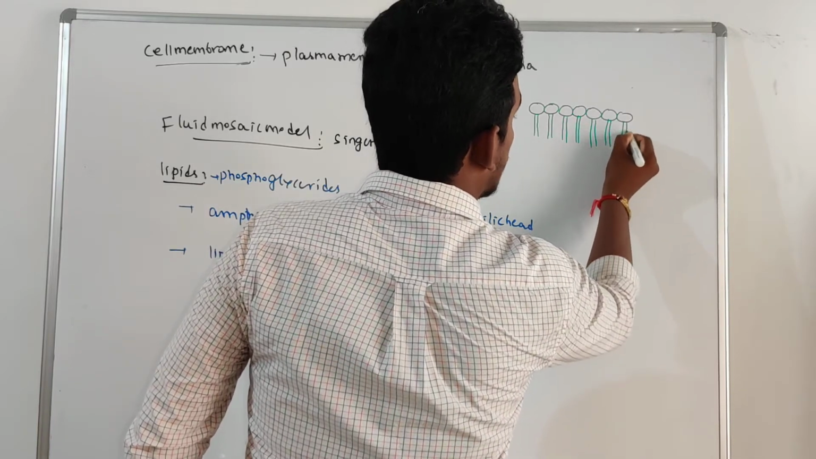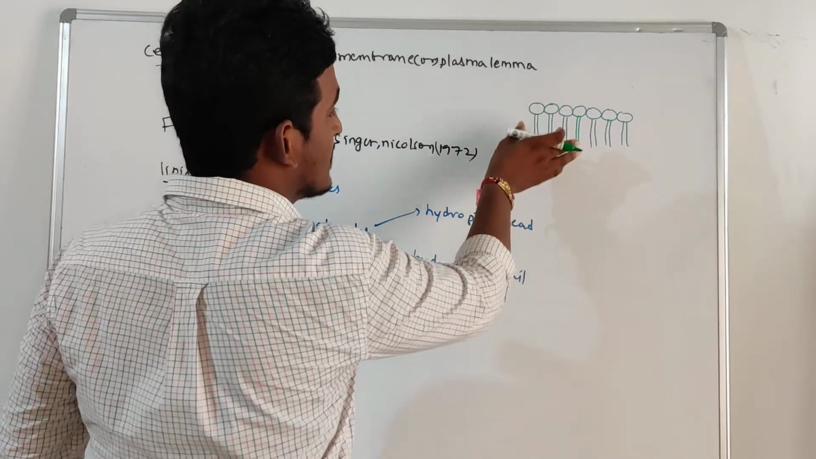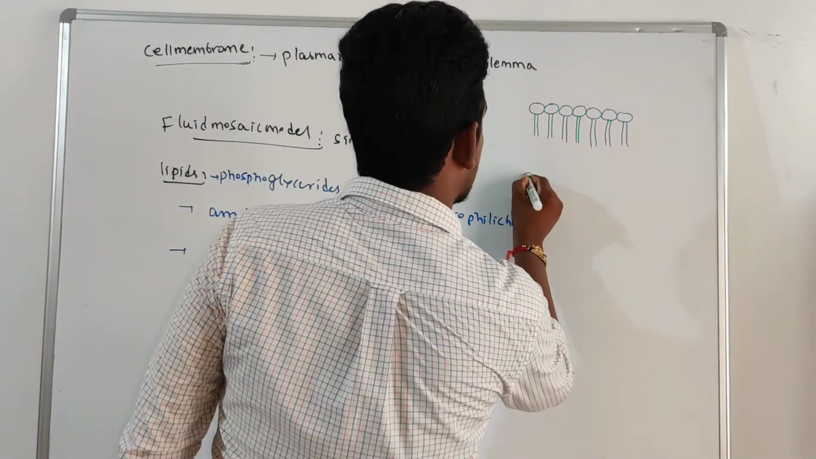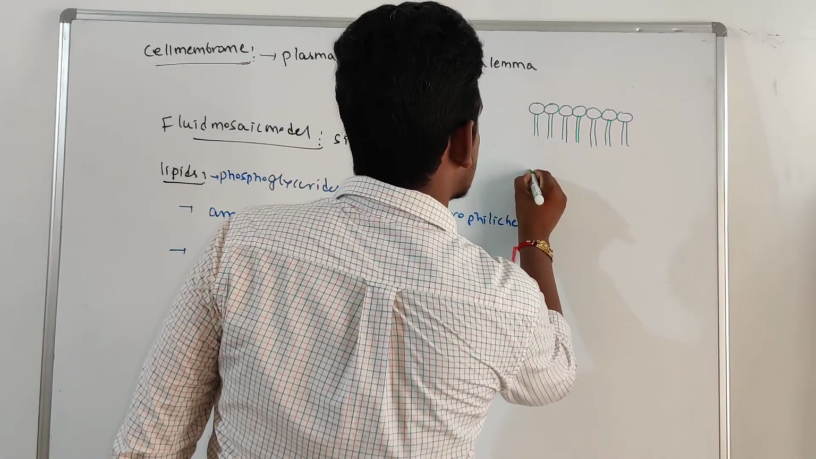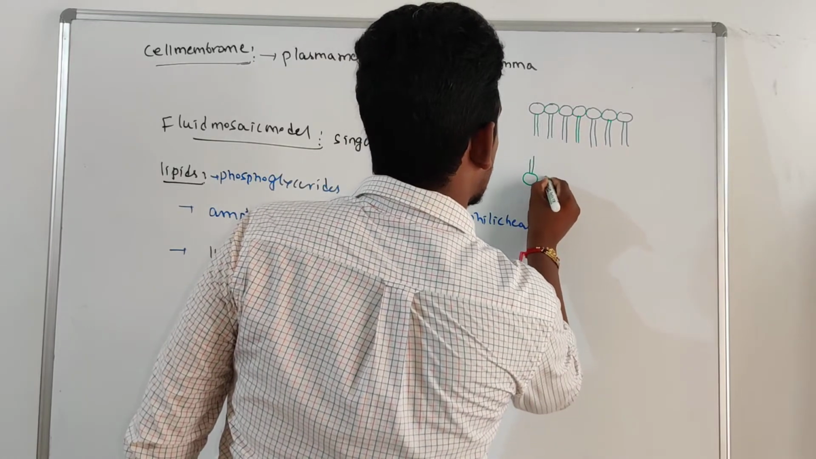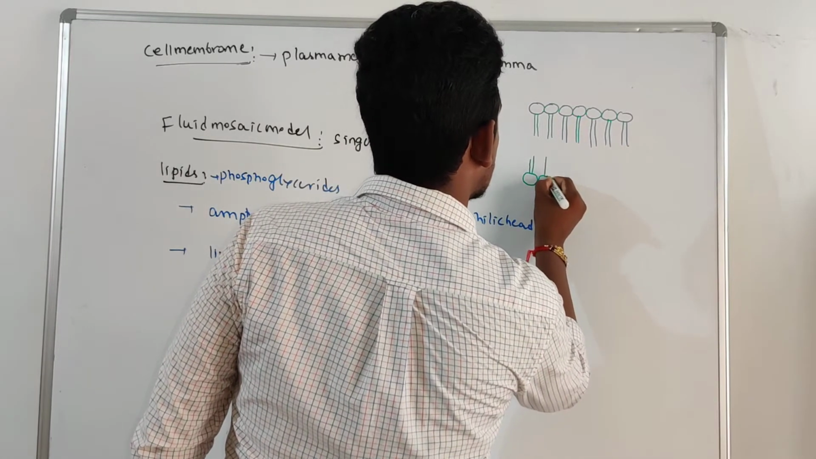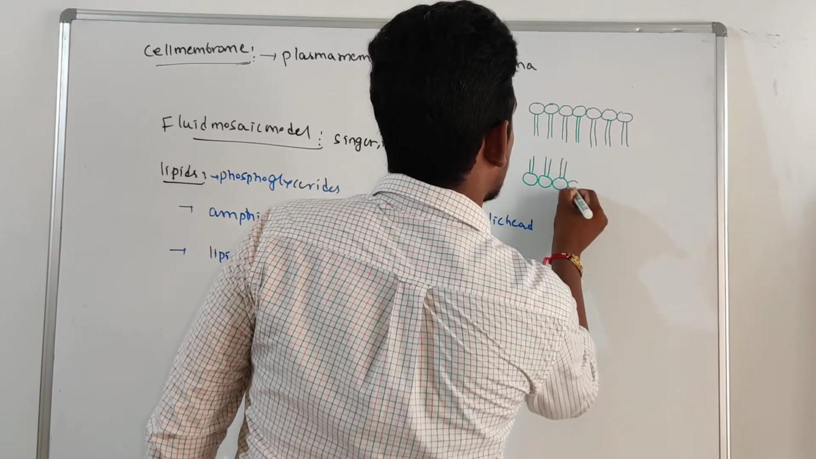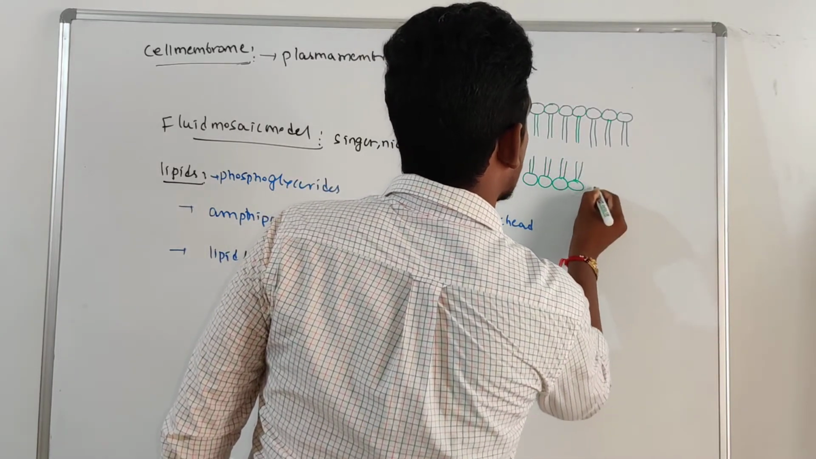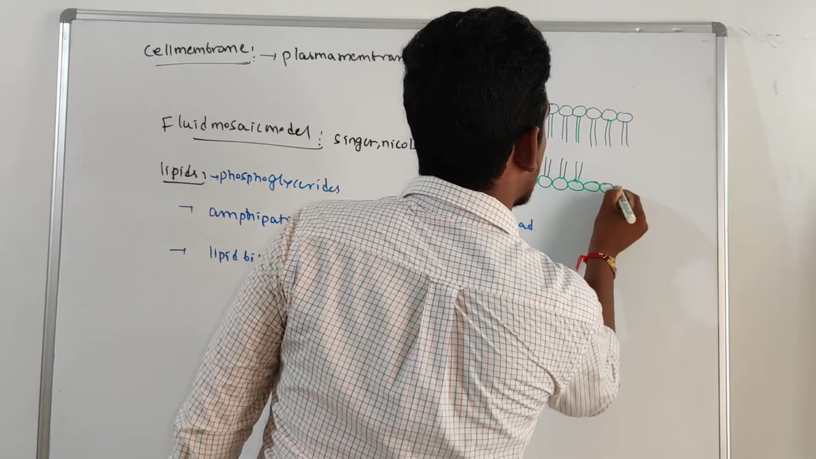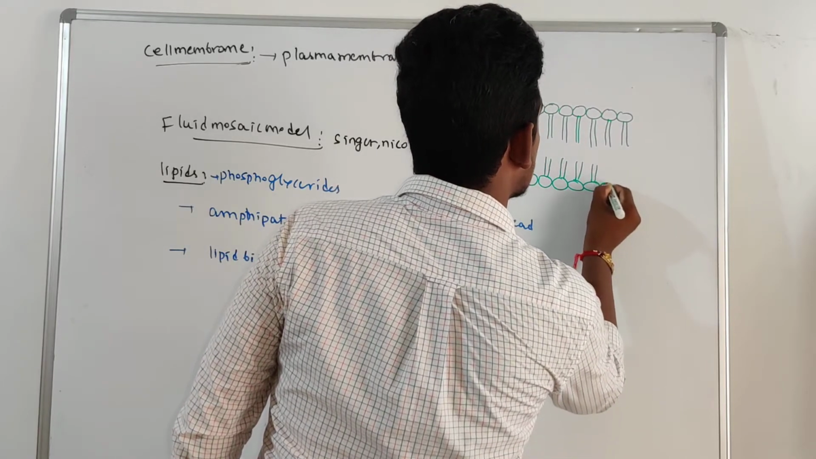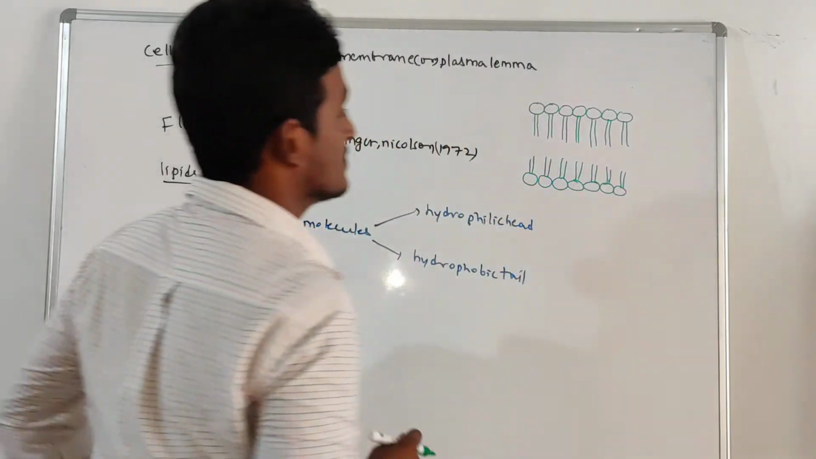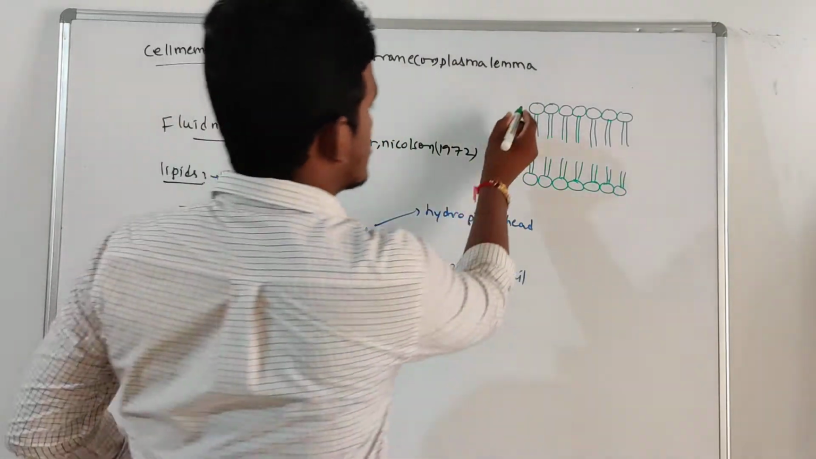So here the hydrophilic head is present on the outer side. Here the hydrophobic tail is present on the inner side. In this membrane also the arrangement is the same. Here also the hydrophilic head is present on the outer side, and the hydrophobic tail is present towards the inner side, right?